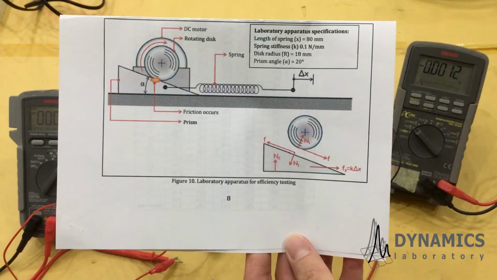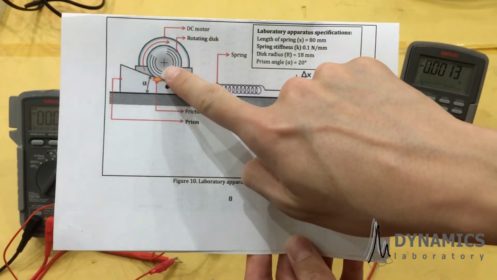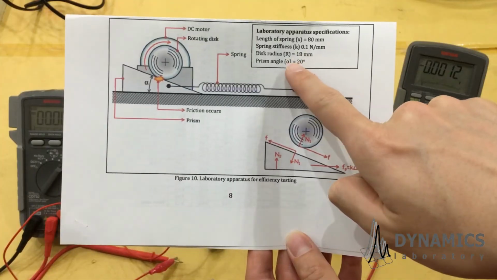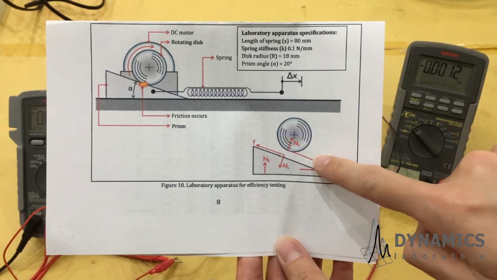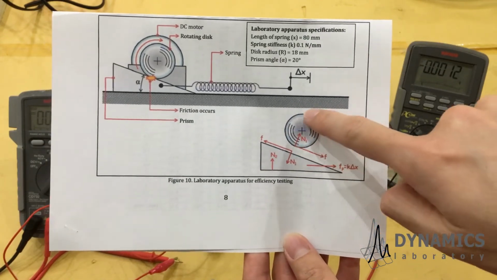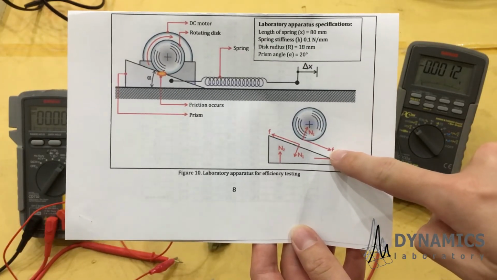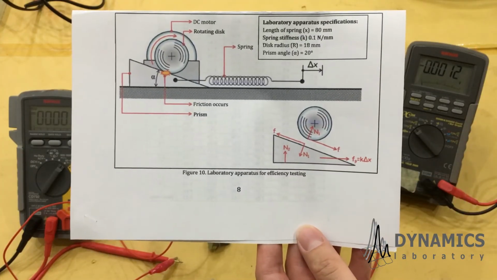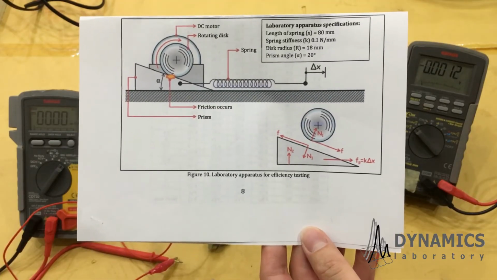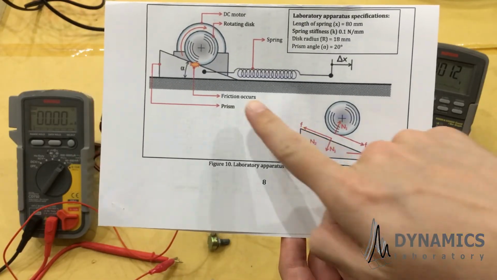Torque can be calculated by force multiplied by radius, or rotor radius. The rotor radius is known in here, 18 millimeter. But the force should be perpendicular to the rotation of the rotor in here. Perpendicular, and it will be the friction force between the rotor and the prism. We cannot directly measure the friction force. That's why we have to utilize another mechanism in here, the spring.